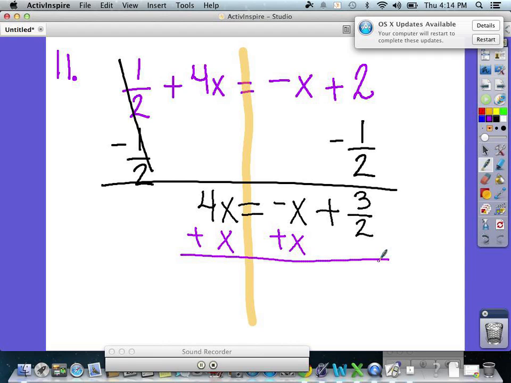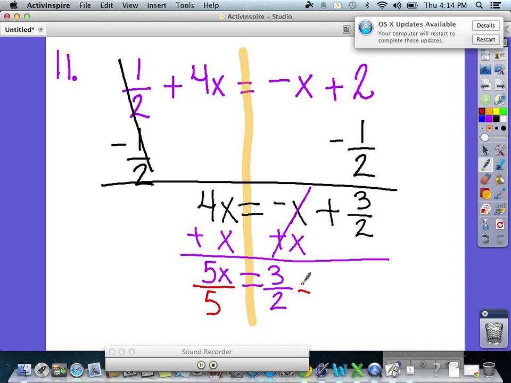Okay, so now we have 5x is equal to 3 over 2. Now, how are we going to get that 5 away from that x? You're absolutely right. We're going to divide.